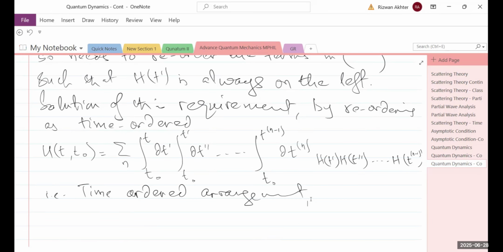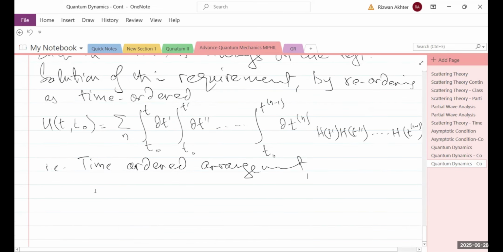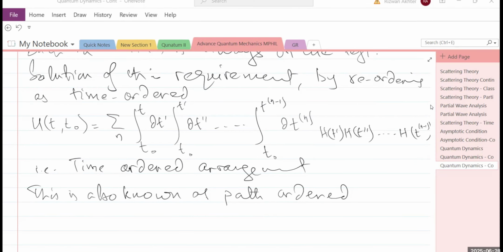We have this time ordered arrangement, और इस टाइम ऑर्डर्ड और पाथ ऑर्डर, इसको टाइम ऑर्डर्ड और पाथ ऑर्डर भी कहते हैं. This is also known as path ordered. अच्छा, we have so U of t comma t naught, this would be some path order operator.